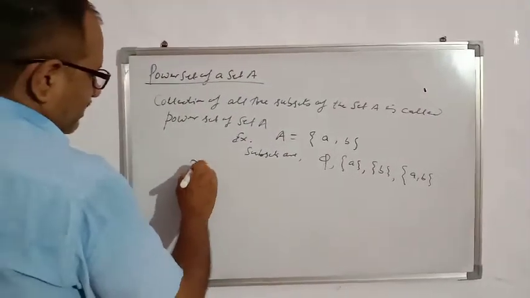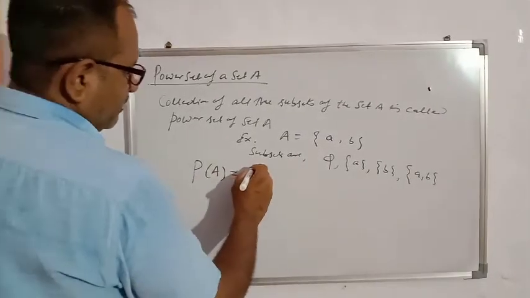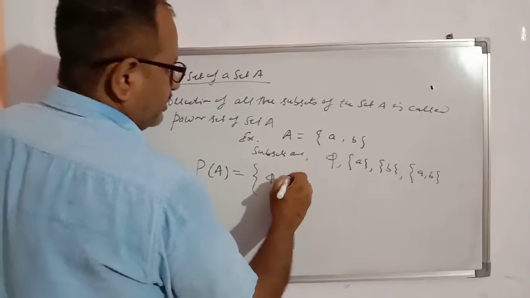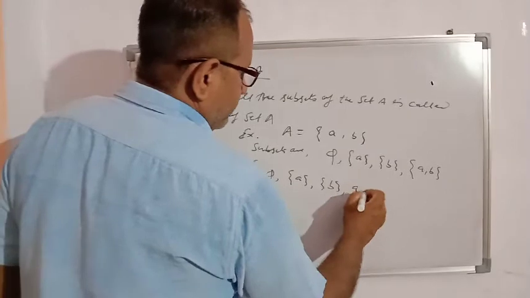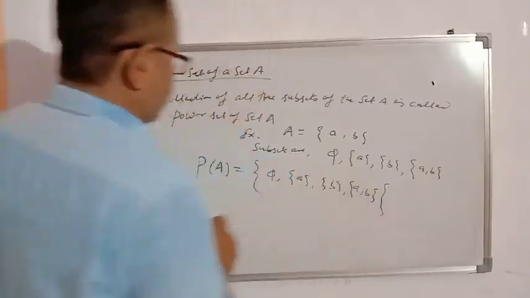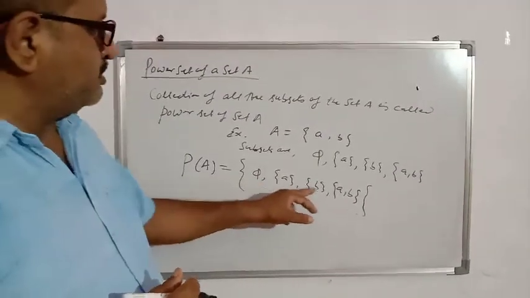So we can write the power set of A as P(A). P(A) means power set of A. We will write these elements in curly brackets: phi, {a}, {b}, {a, b}, and close the curly bracket. This is the power set of set A. How many elements? 1, 2, 3, 4.